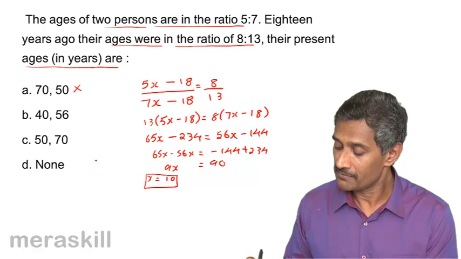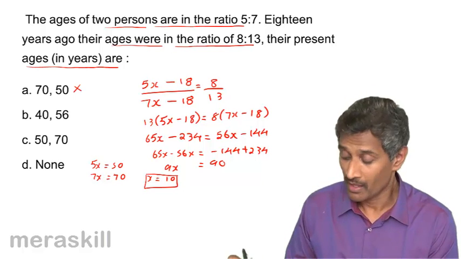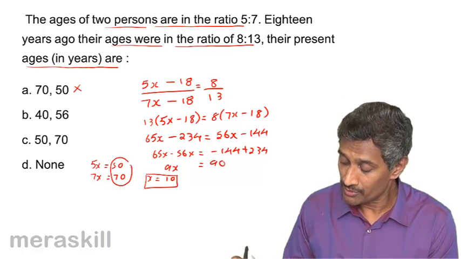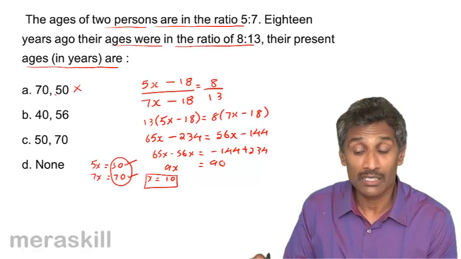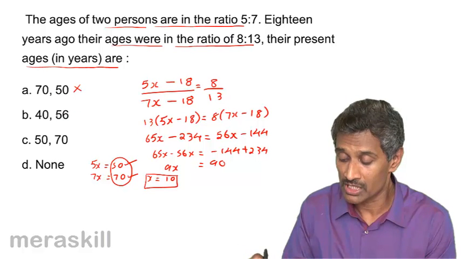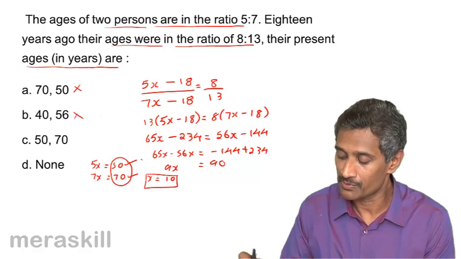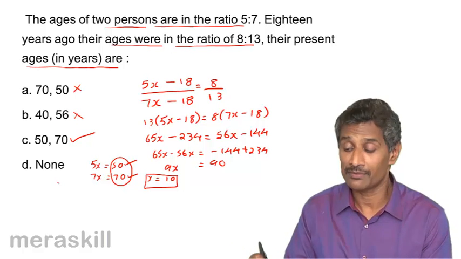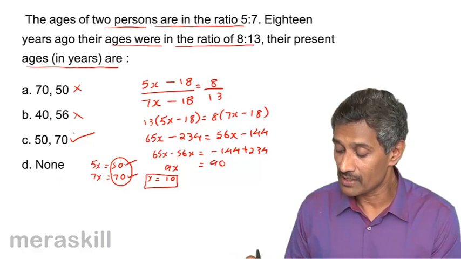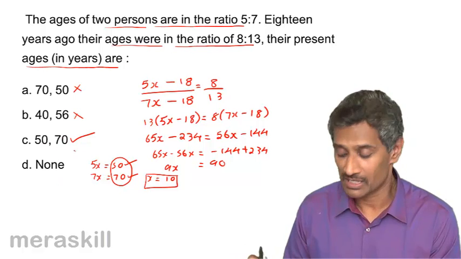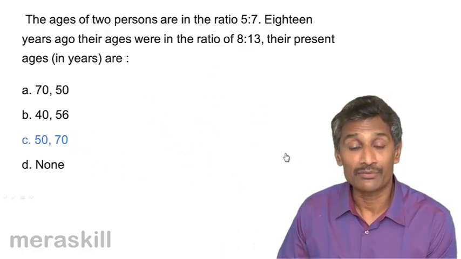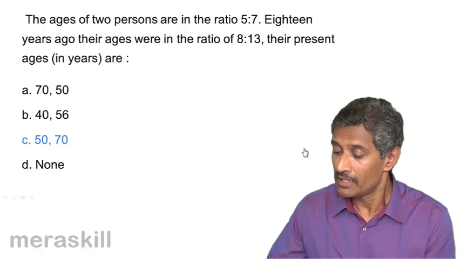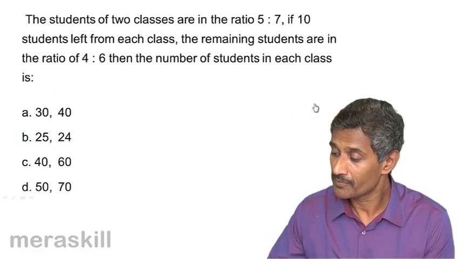In that case, 5x is 50 and 7x is 70. So our solution to this particular problem is a combination of 50 and 70. 70 and 50 in any case is out. So 40, 56 is also not correct as per this. So we have 50 and 70. That means the present ages are 50 and 70 years. So this is the right option. And yes, we do have 50 and 70 as an option. Let's check the next question.